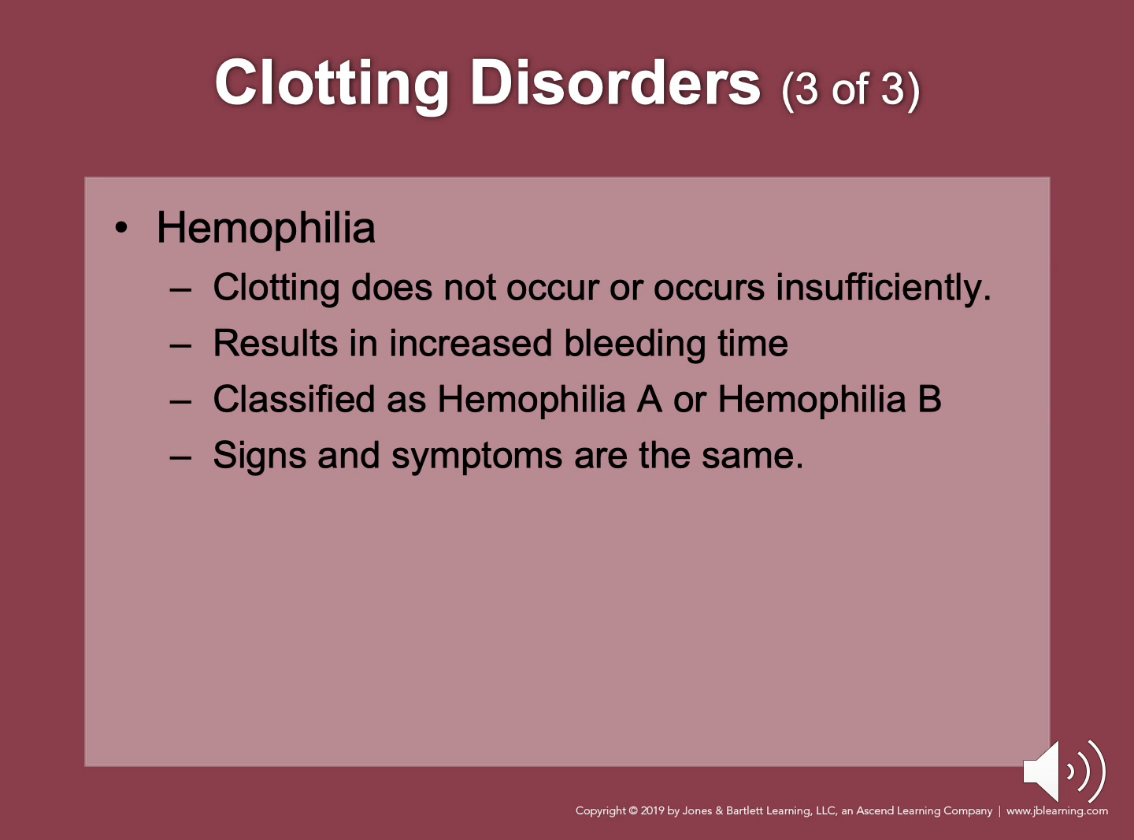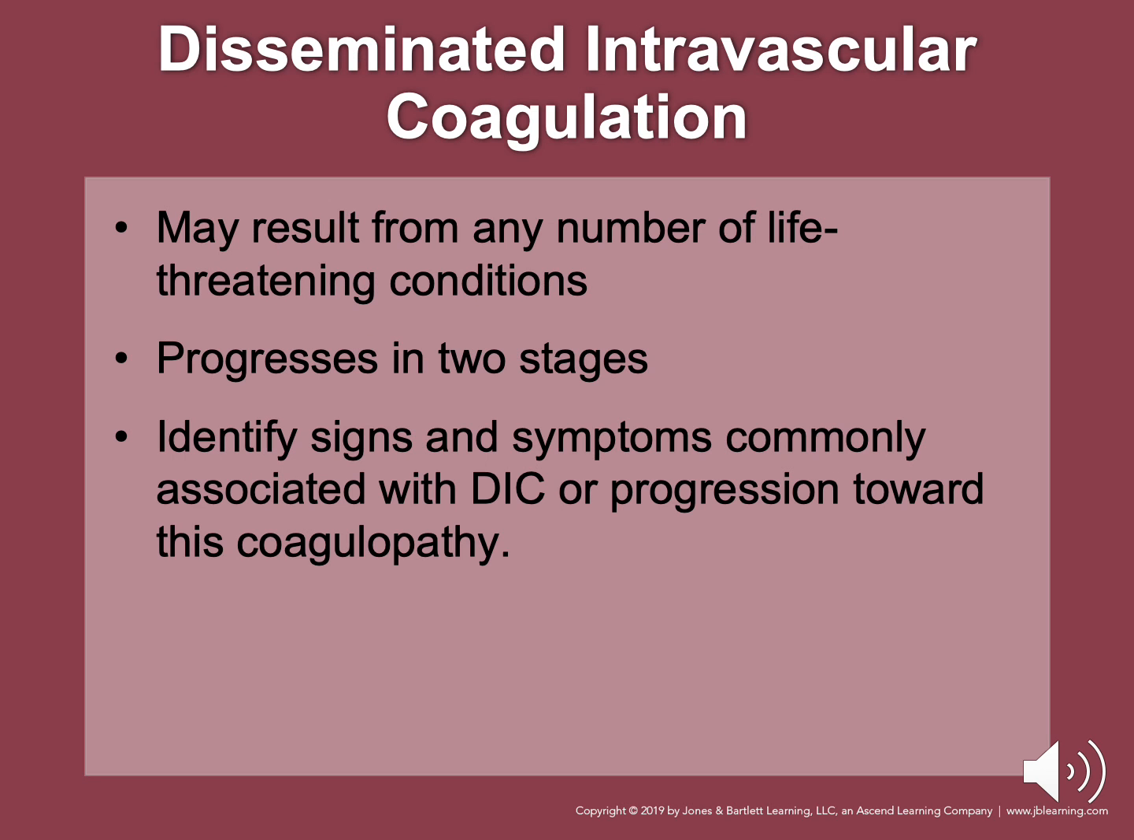DIC may result from any number of life-threatening conditions, and it progresses in two stages. First, free thrombin and fibrin deposits in the blood increase, and platelets begin to aggregate. Second, uncontrolled hemorrhage results from the severe reduction of clotting status. The mortality rate is very high in these patients. Signs and symptoms commonly associated with DIC are progression towards this coagulopathy.